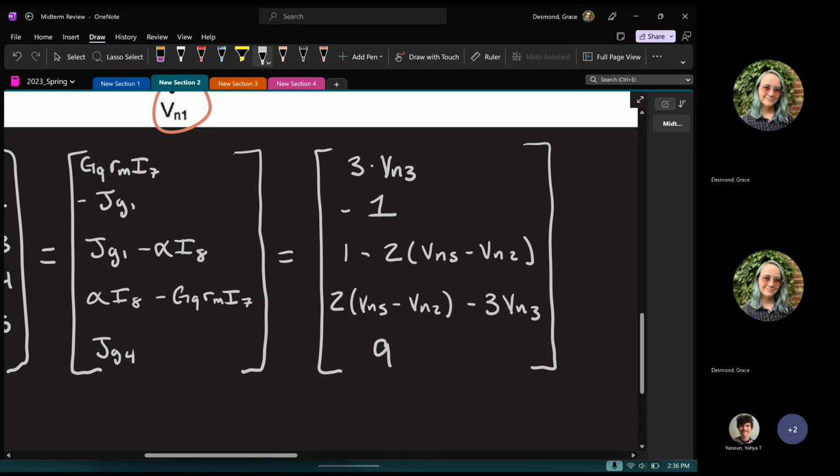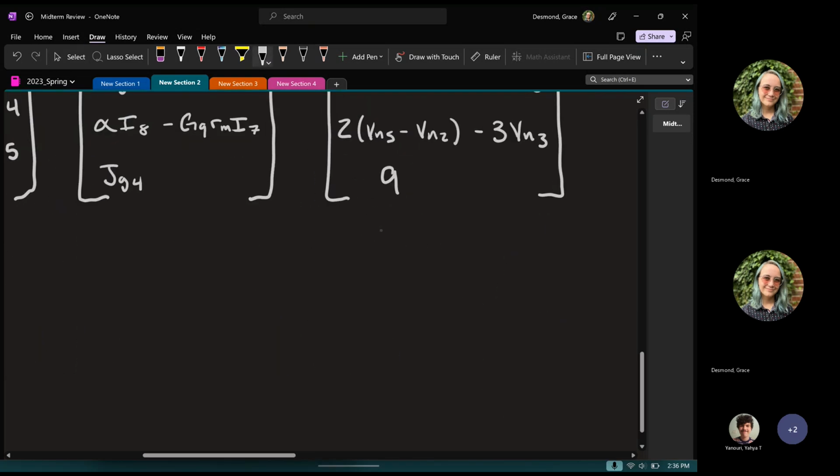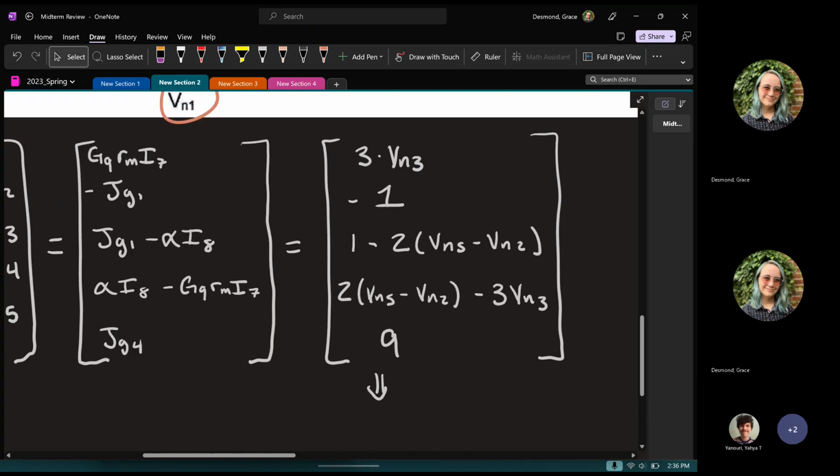Alrighty. Now separate it out. For G9 times RM times I7, I got 3 VN3. I got 6 as well. Because when you actually add the numbers in, I7 becomes 2 VN3, and so then you multiply the G9 RM I7. Yep, that's my fault.